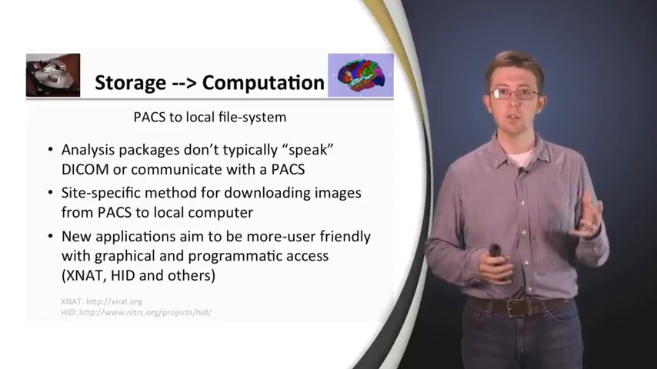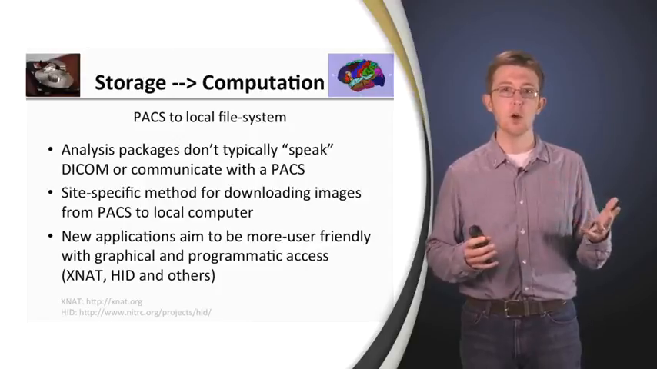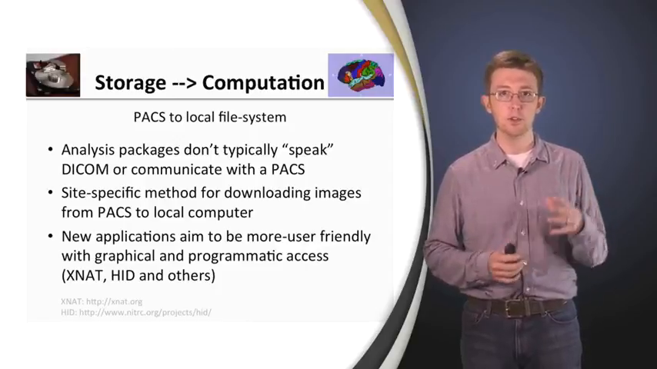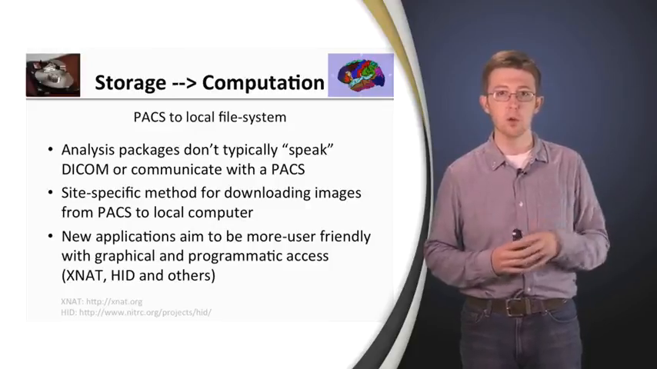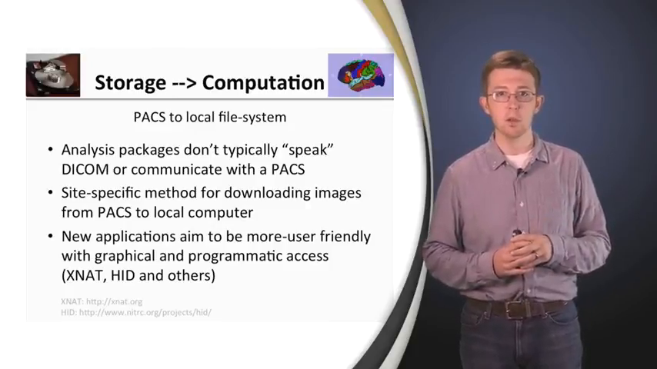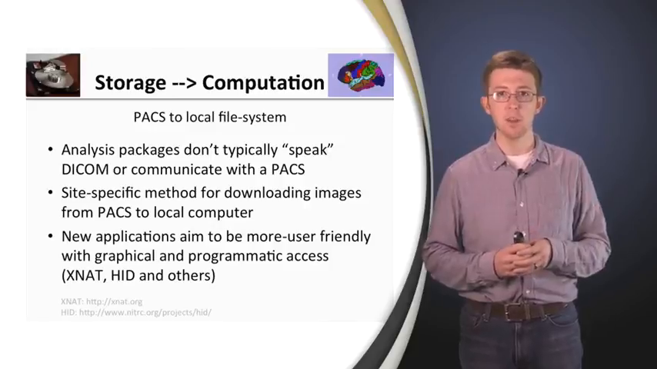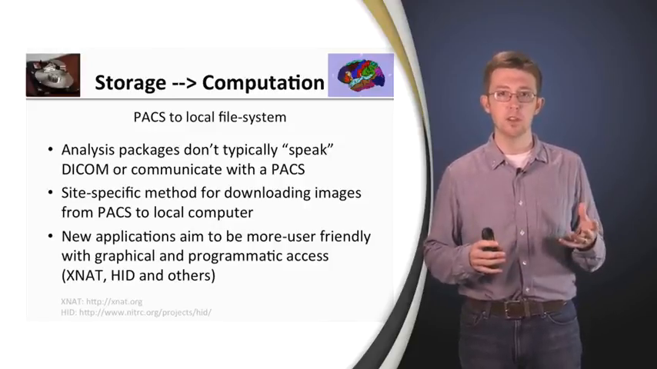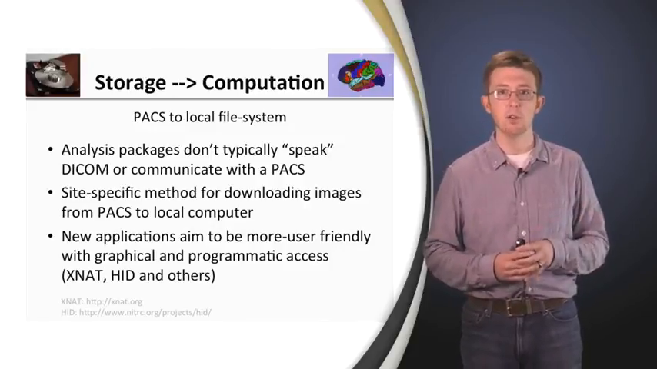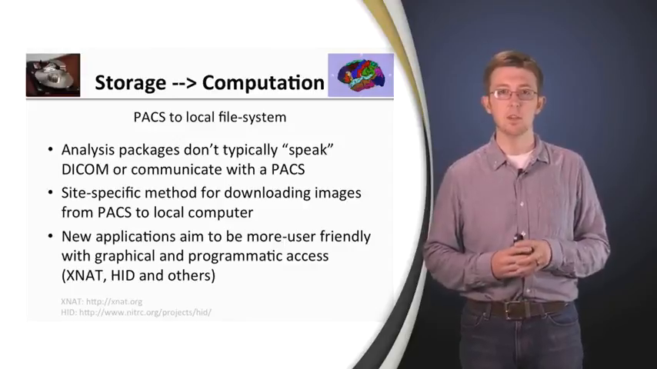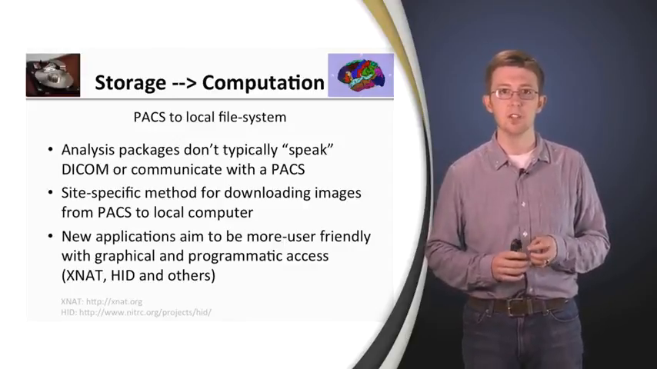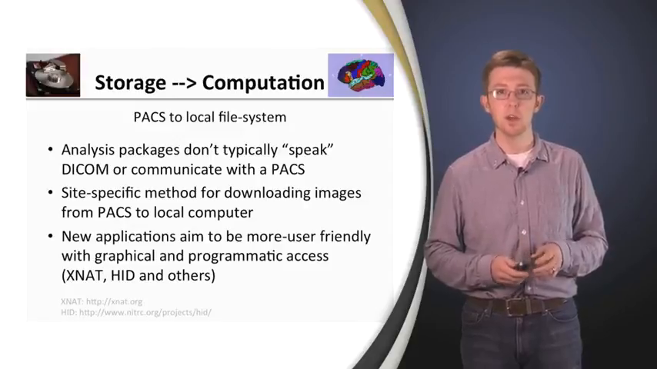And so every imaging site basically has their own specific method that users can download images from the PACS to their local computer. There's a couple of new applications currently in development that aim to be more user-friendly and provide both graphical and programmatic access to these images. A couple of examples like that are XNAT, which is produced by Washington University in St. Louis, and the Human Imaging Database produced by the BIRN Project.